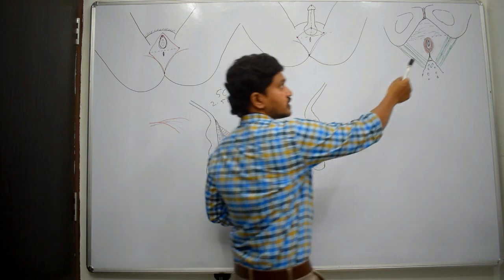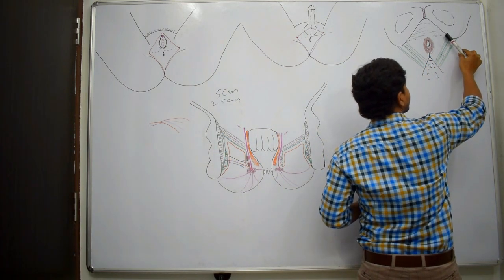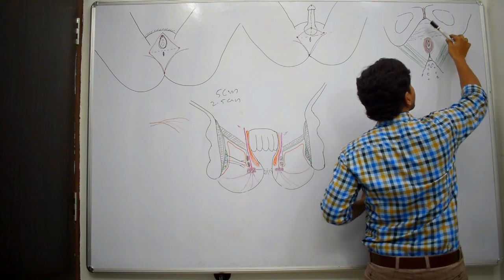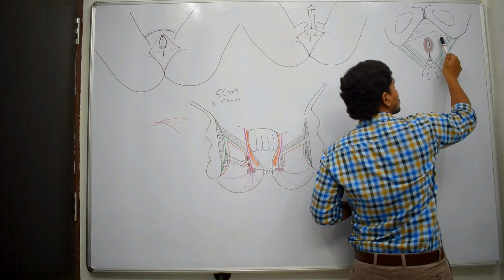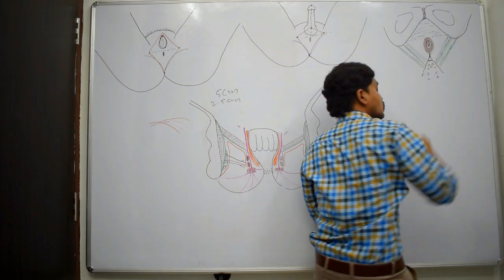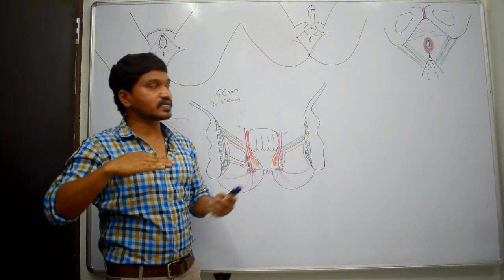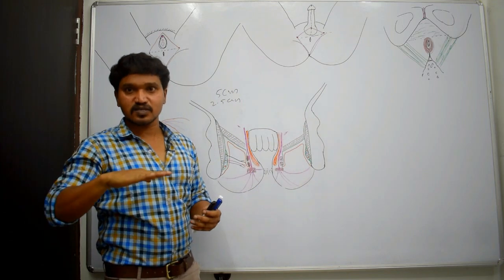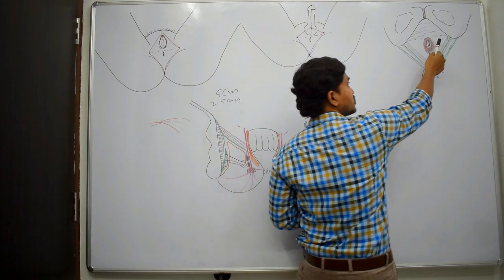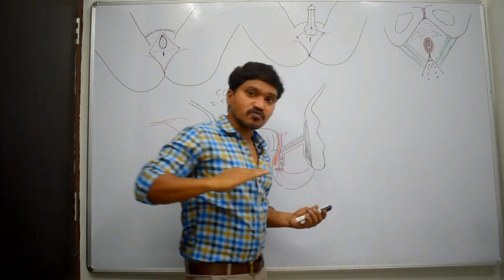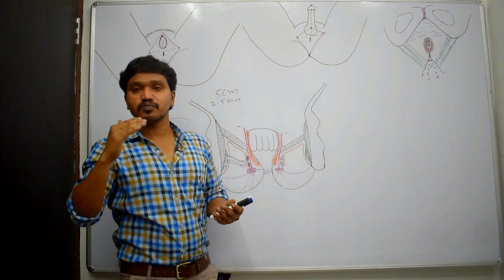That means this is the ischiorectal fossa. The ischiorectal fossa anteriorly extends forwards up to the posterior surface of the body of the pubis. It extends forwards over the deep perineal pouch. Okay, what is the deep perineal pouch? We will see in the next session. But for this session, remember that above the deep perineal pouch, the ischiorectal fossa extends forwards and reaches up to the posterior surface of the body of the pubis.